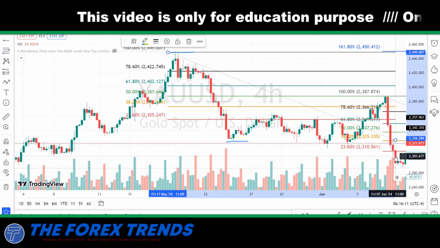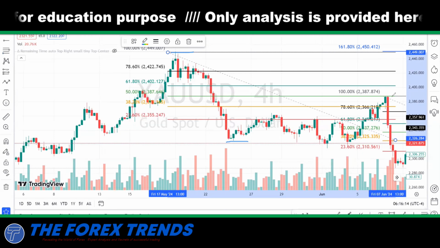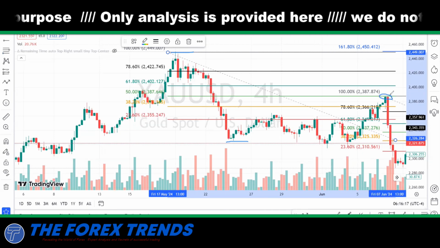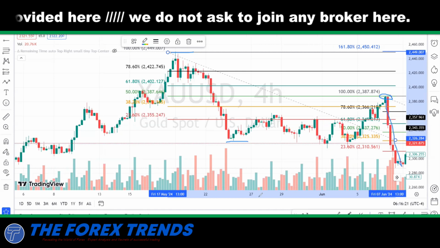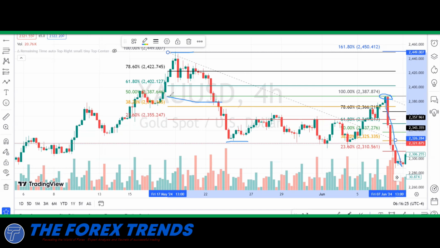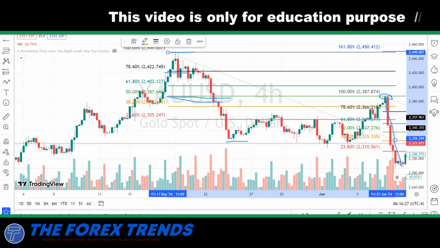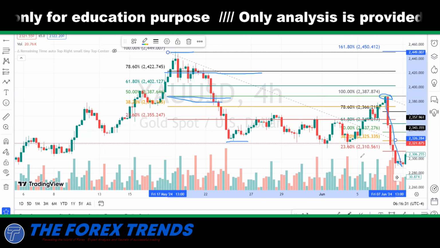This time, see how nicely the market respects the 50% level and creates another impulse. Okay, guys, how nicely it respected the 50% and 78% levels of the fib. This is the way to plot the fib.